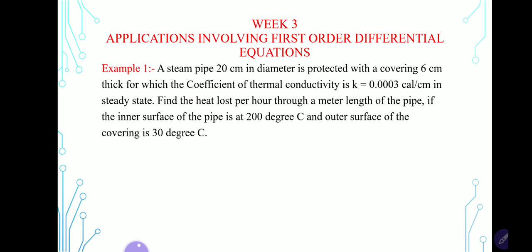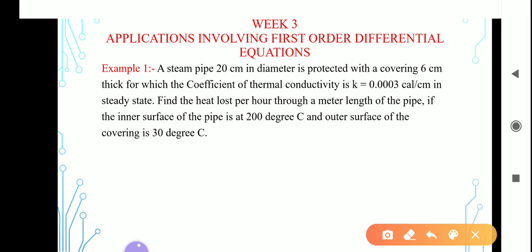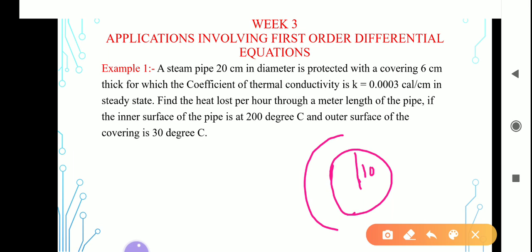So how do we solve this problem? Here in the problem, one pipe is given, 20 centimeter in diameter, protected with a covering 6 centimeter thick. Suppose this is the pipe, and the diameter of this pipe is 20 centimeter. So what is the radius of this pipe? Suppose the radius is x centimeter, so the radius is 10 centimeter. And this pipe has a covering. Suppose this is the covering of this pipe. The thickness is 6 centimeter. This is given in the problem, and suppose this is our given pipe.